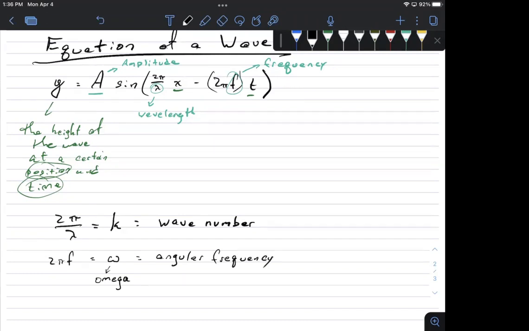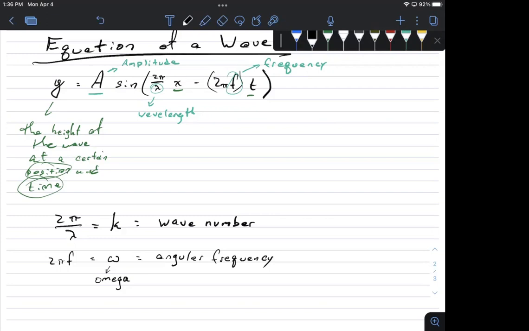Okay, so it's still like a frequency, but instead of it being the normal linear frequency, hertz, this is the angular frequency. So this is going to be in radians as a unit. But how do you get the angular frequency? You just take the frequency and you multiply by 2 pi. That's it.